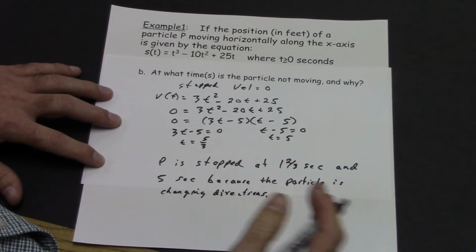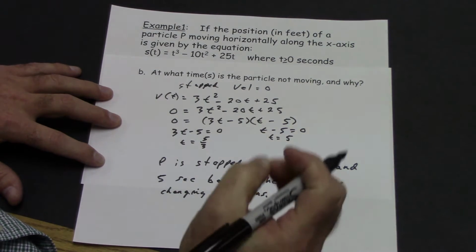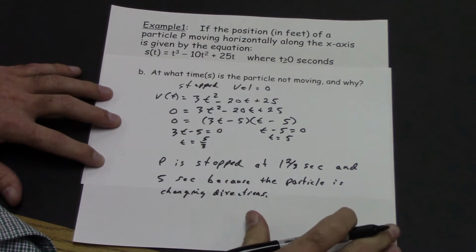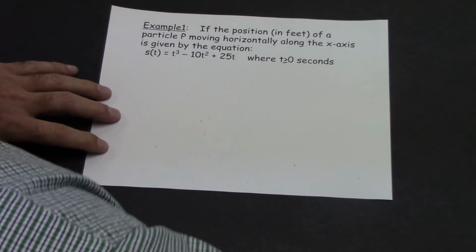So it's probably changing direction along the x-axis. But keep in mind, the particle can stop and then not change directions though. But that's probably a conclusion we could come to. Okay, from part B, let's take a look at part C.